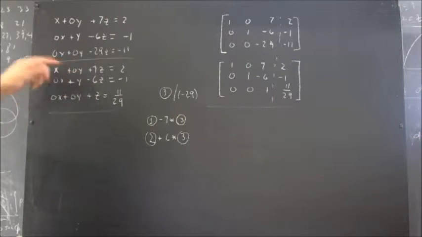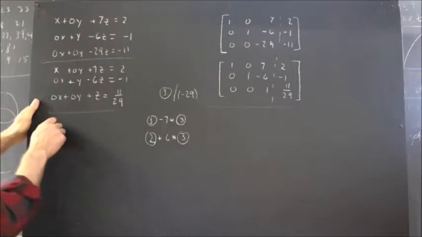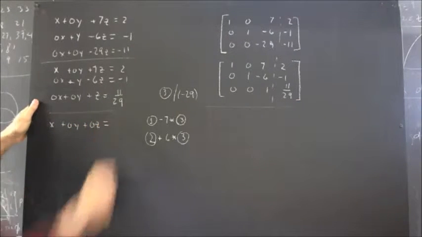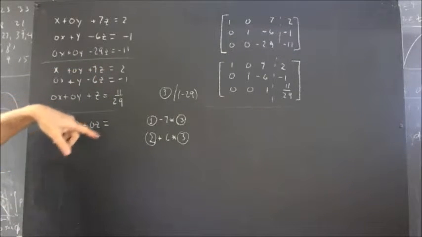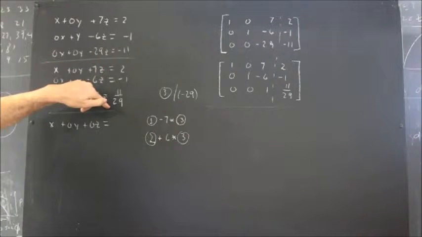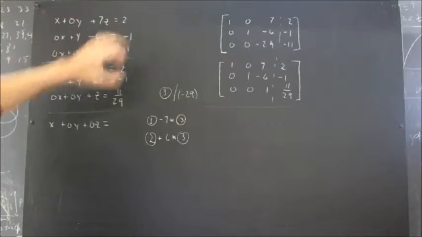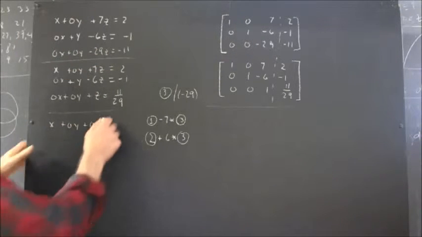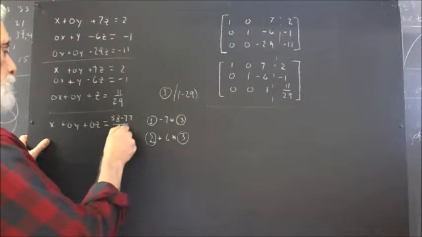Okay, well, first row minus 7 times the third. The only thing that's going to change on the left-hand side is we're going to have a 7z minus 7 times z. That's going to give us x plus 0y plus 0z. But what's that going to equal? Negative 7 times the third row is going to be negative 77/29. And of course, we're going to have to add that to 2. So it's going to be 2 minus 77/29. Well, 2 is 58/29. So we're going to get 58 minus 77 over 29.